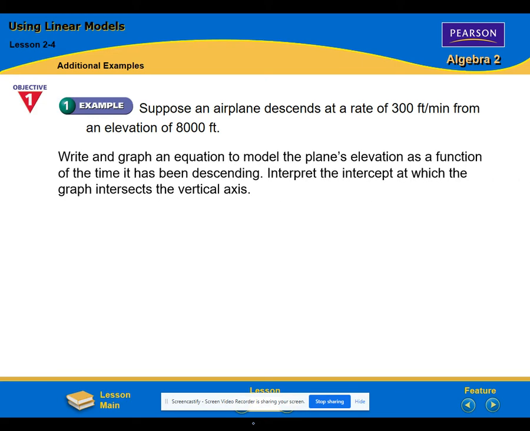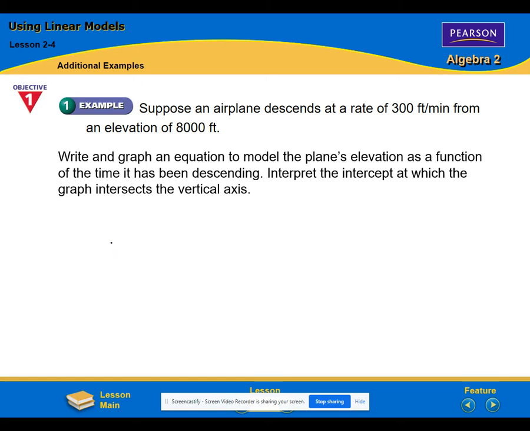Write and graph an equation to model the plane's elevation as a function of the time it has been descending, and interpret the intercept at which the graph intersects the vertical axis. Okay. Well, let's talk about the equation first. If we decide to use y and x, you have to determine what the variables are in this situation. And basically, as time passes, the plane's going to be at a different elevation.